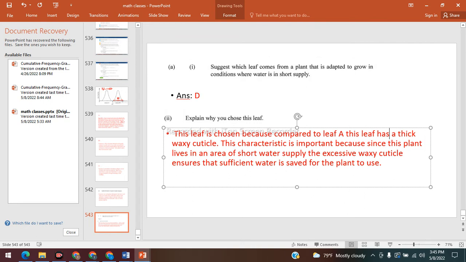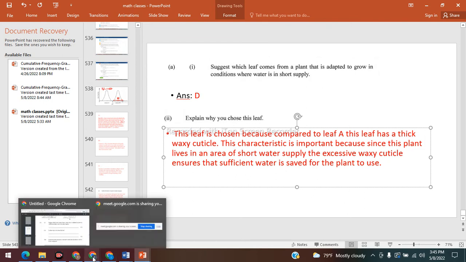I say so. Okay, that's good. What question? Okay, they say why they choose this leaf. What do you mean? A, D, right? Yeah, D. It's referring to D. Okay.